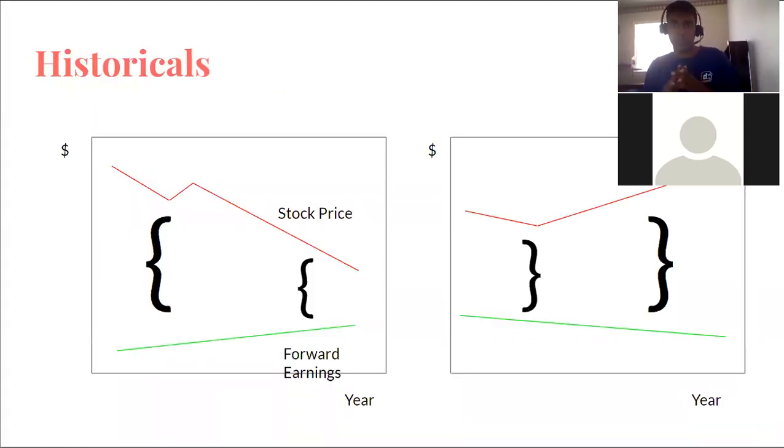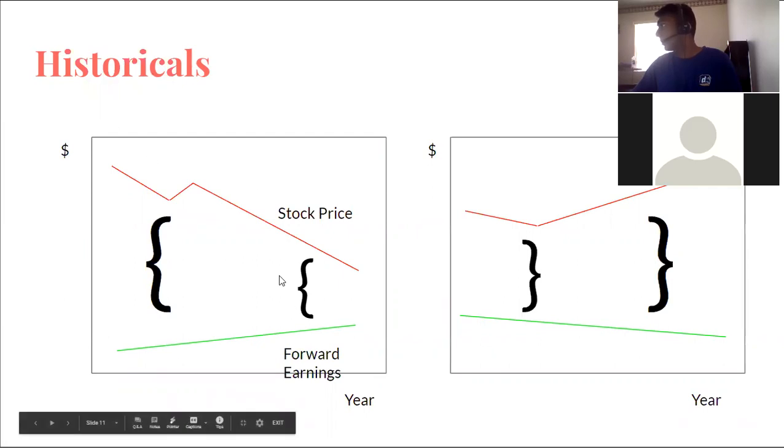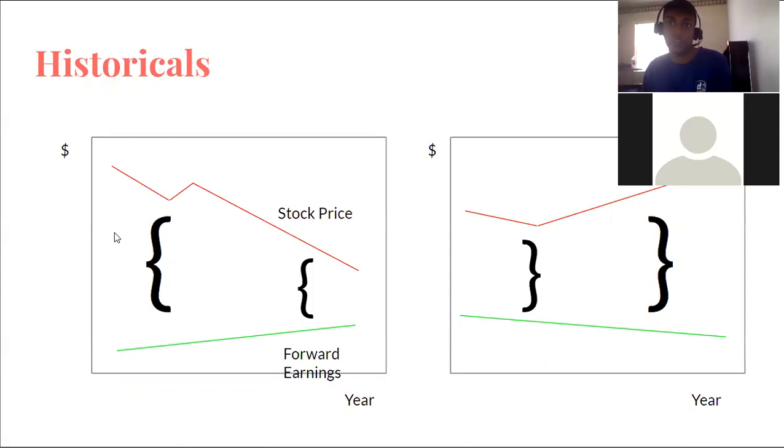So let's go into the historicals. If a company's earnings are increasing, but its stock price is falling, it would mean that the multiple has contracted and investors don't value the profitability of the firm as much as they used to. Alternatively, if earnings are falling, but the price has risen, the multiple has expanded, meaning people are paying more for less profit.